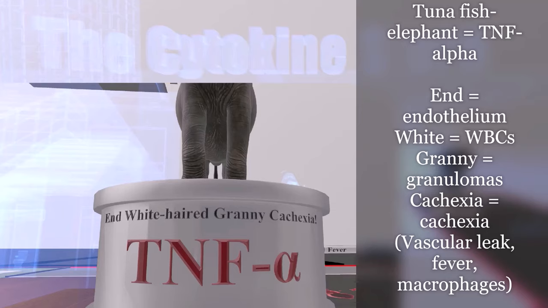I guess the person in charge of this tuna fish company has some complex about white-haired granny cachexia, and he wants to put an end to it. So end white-haired granny cachexia is going to help us remember different features of TNF-alpha. End for endothelium, that TNF-alpha activates endothelium. White for white blood cells, that TNF-alpha causes white blood cell recruitment. Granny for granulomas, that TNF-alpha maintains granulomas, for example, in tuberculosis. And cachexia for cachexia, that TNF-alpha causes cachexia in malignancy.